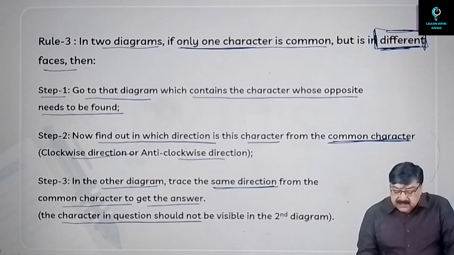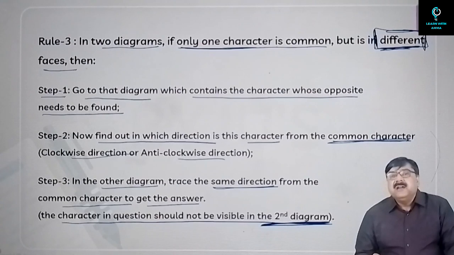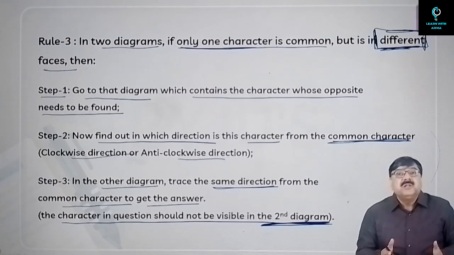The character in question should not be visible in the second diagram. Obviously, if you need to find the number which is opposite to 2, and if number 2 is visible in both the diagrams, then the number opposite to 2 will not be visible in either of these two diagrams.